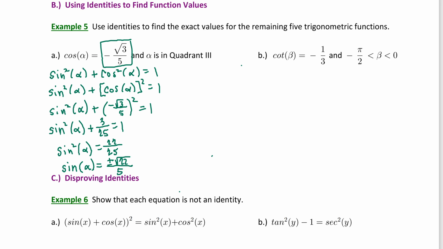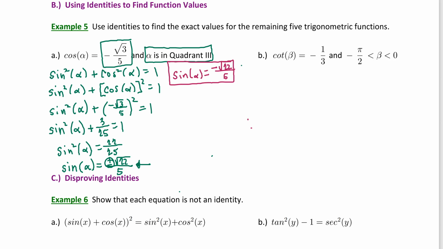Now, alpha is a unique angle in quadrant 3, so it's not possible that a single angle has 2 different sine values. So what we need to do is use the fact that alpha is in quadrant 3 to choose the appropriate sine. Because sine of alpha is equivalent to the y coordinate, and we know that y is negative in quadrant 3, we know that sine of alpha must be negative square root of 22 over 5. All right, we have the value of one of our trigonometric functions. We've got 4 more to go.